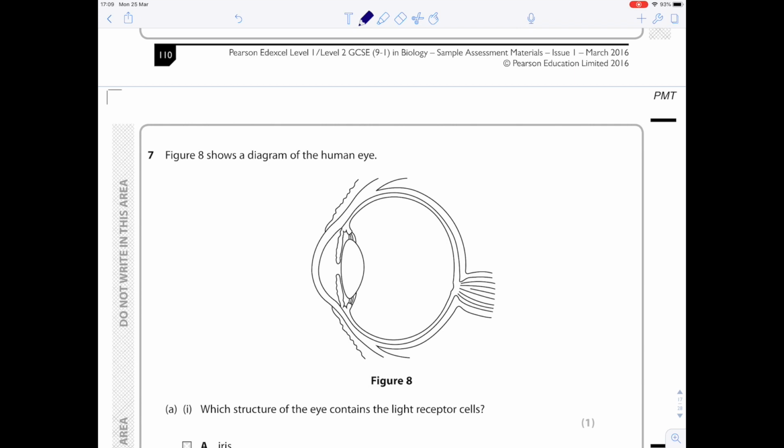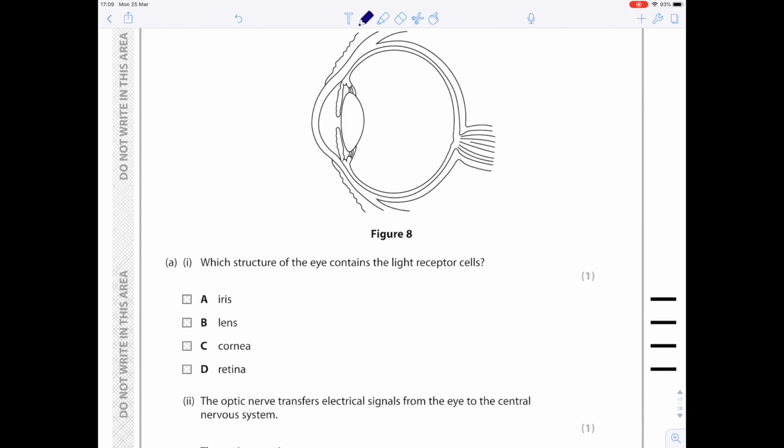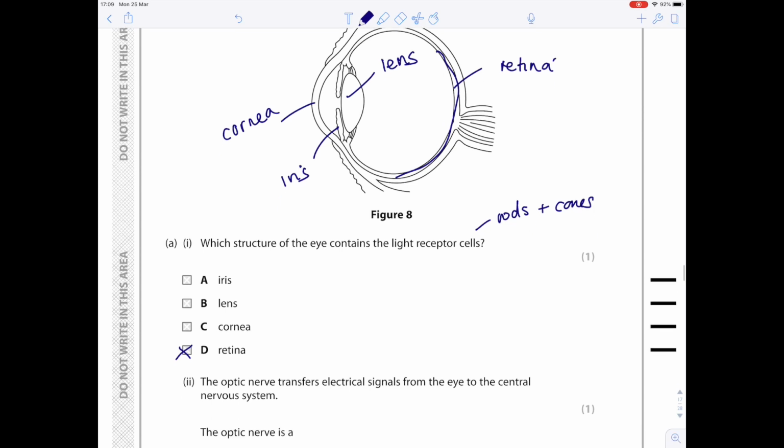Figure 8 shows the diagram of the human eye. Which structure of the eye contains light receptor cells? The light receptor cells are the rods and cones, which are found on this portion of the eye around here, and we call that the retina. So option D is the correct answer here. The iris is the colourful portion of the eye, which is here. The lens refracts the light, that's here. The cornea also refracts the light, so it's here. So yeah, it is the retina which contains the light receptor cells.